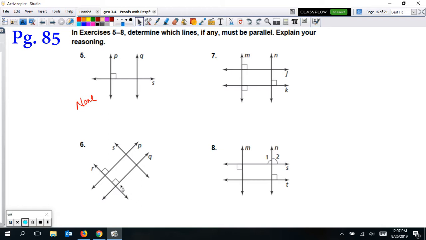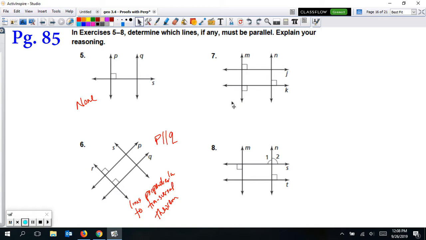But coming down to number 6 now, you can see there's a couple 90 degree marks. This R is perpendicular to both of these lines, to both P and Q. So because of that fact, we can say that P is parallel to Q, and the reason why is that theorem that we saw before, the lines perpendicular to transversal theorem. R is our transversal here. If 2 lines are perpendicular to this transversal, then those 2 lines are parallel to each other.